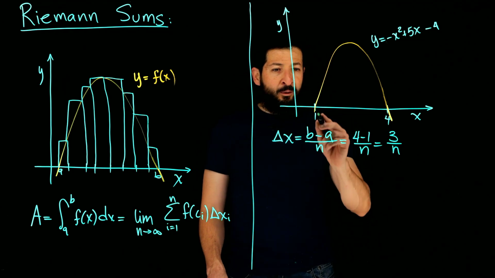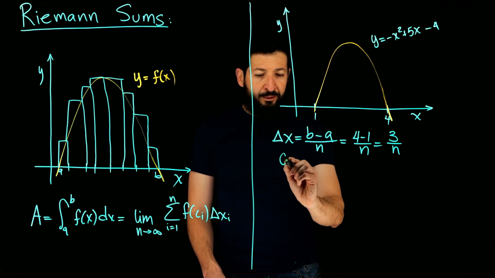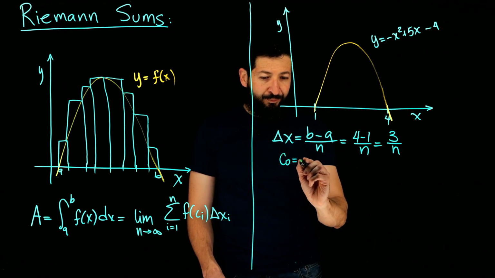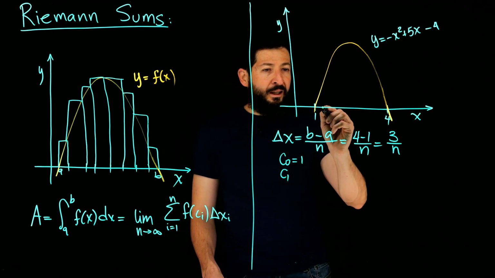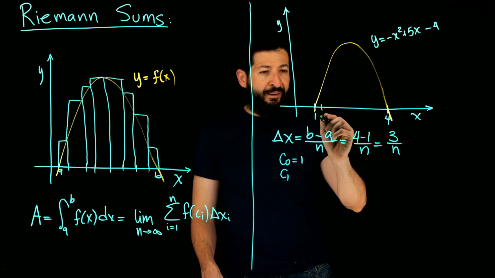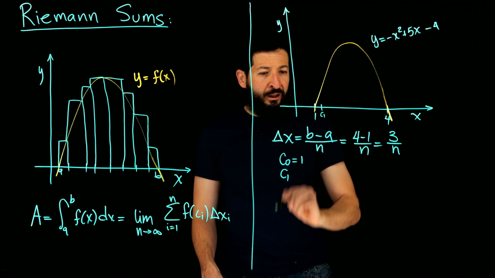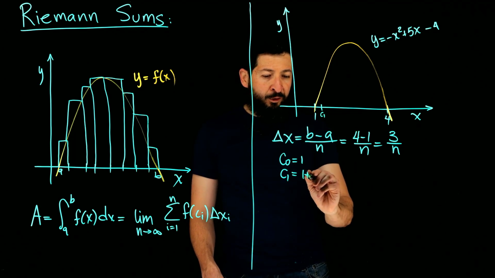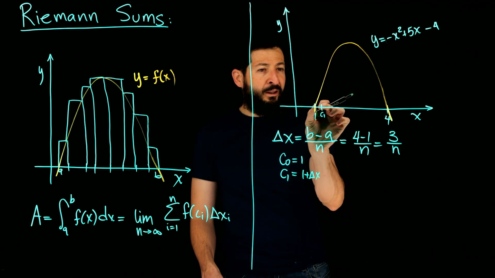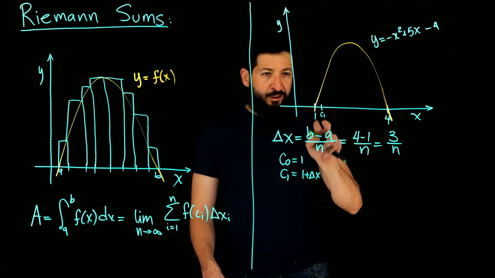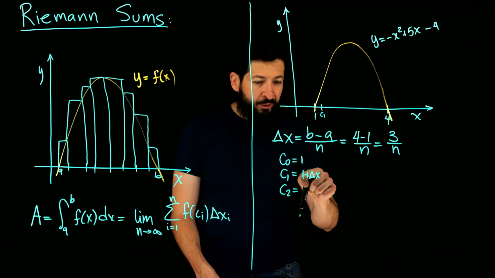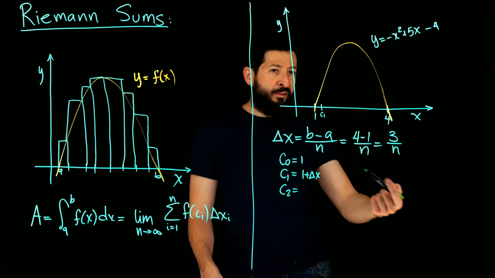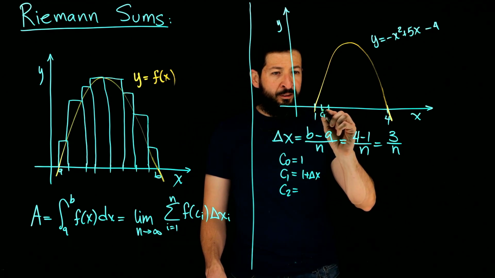So now I'm going to start at 1. That's going to be c sub 0. C sub 1 is going to be 1, and I'm going to go 1 delta x to the right. So I'm going to have here c sub 1, which is going to be 1 plus 1 delta x. So I'm grabbing one of the subintervals over. So then c2 would be this 1 plus delta x again. So I would go another delta x.